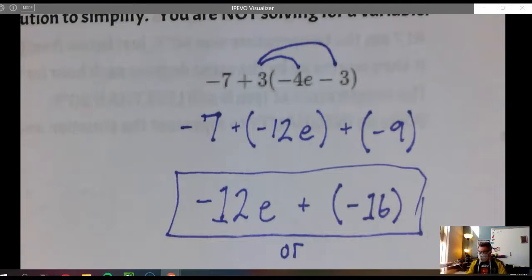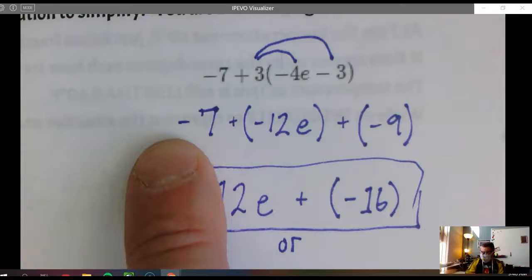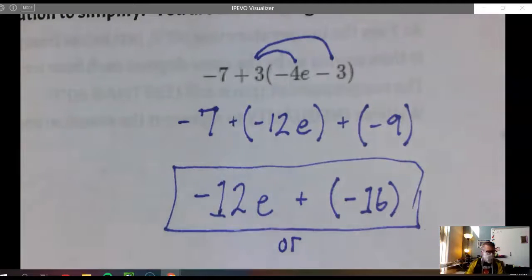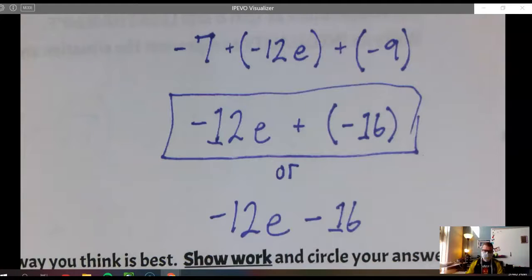Now over here, the 3 is what distributes, making a negative 12e and a negative 9. We got to bring the negative 7 with us. So they join forces and make a bigger bad guy. The negative 12e hangs out on his own, throws his own socially distant party. If you want to subtract, I guess it's okay.